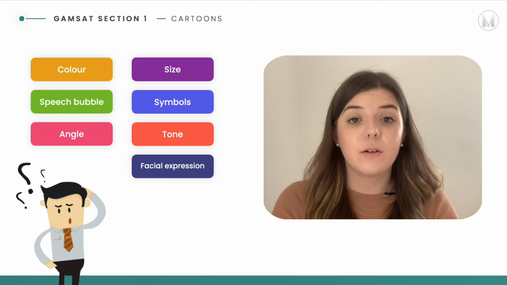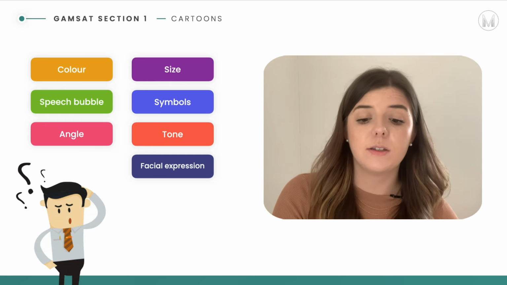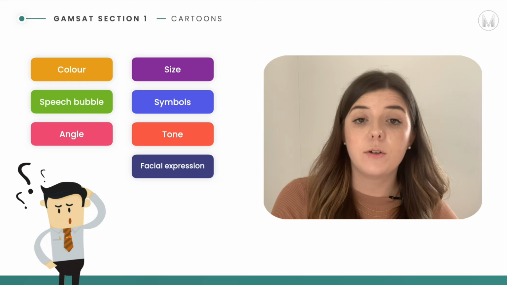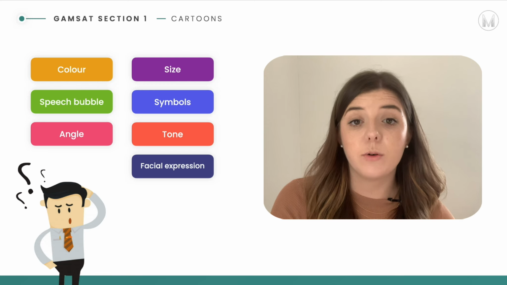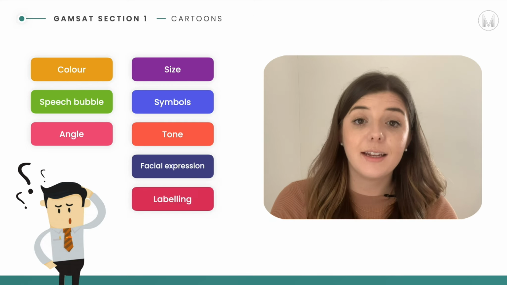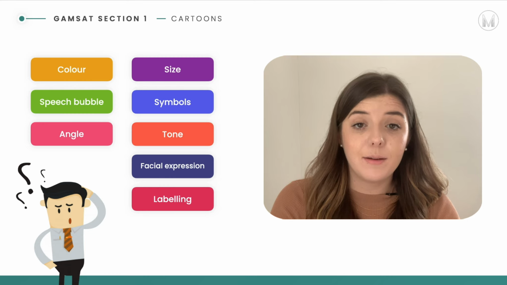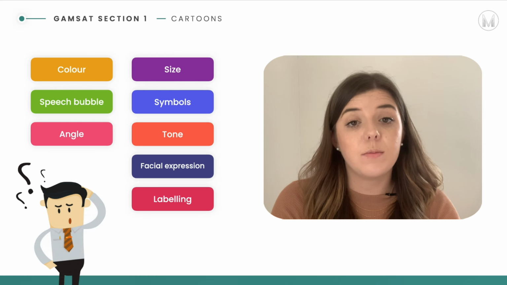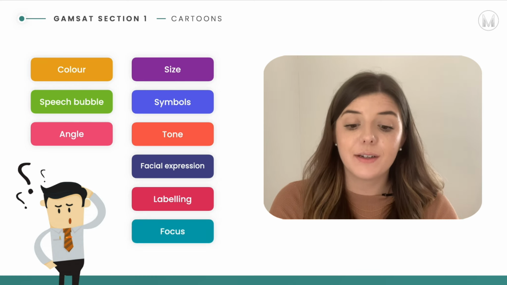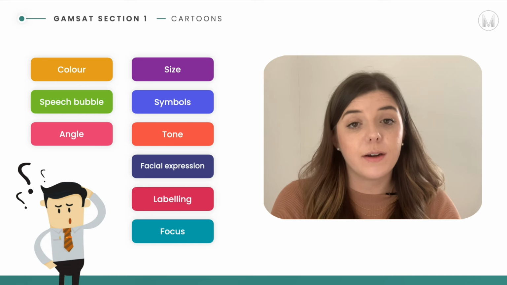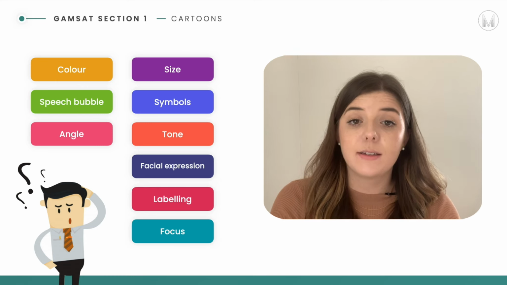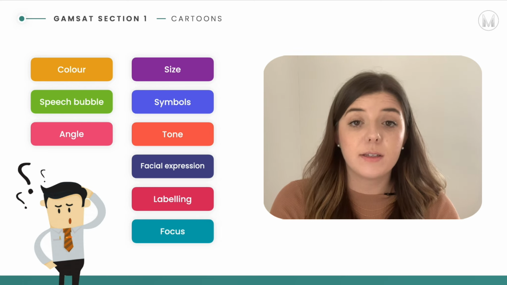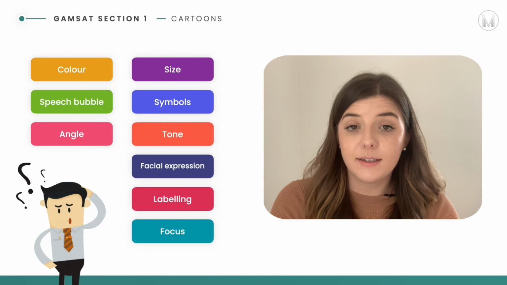Facial expressions can be a great clue as to what the cartoon means. Look at what the facial expressions are, look at if they change, and make sure to compare different characters' expressions if there's more than one person within the cartoon. And labeling. If there's anything labeled, take note of this, definitely read the labels, because this will also give you a clue as to the meaning of the cartoon. And then the focus. What's in the foreground, background, or what's in focus? Again, this can be defined by the size of an object. It might be more in focus in the foreground if the size has been exaggerated.